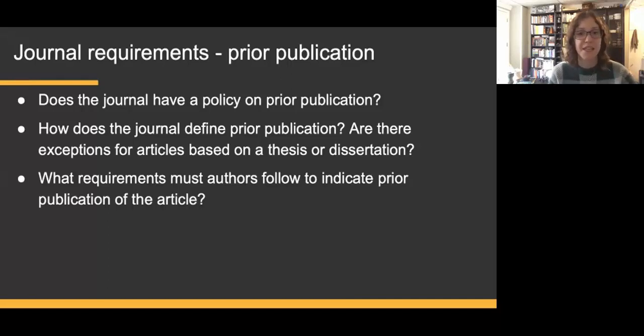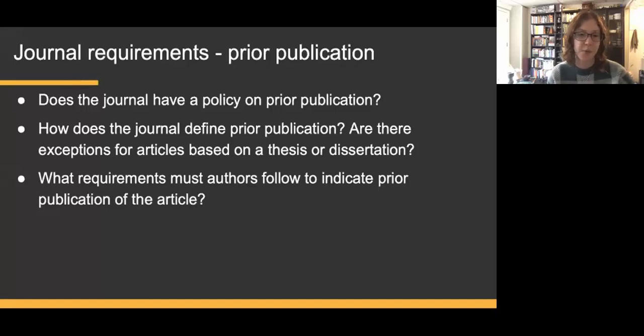The next one is, how does the journal define prior publication? Again, do they have these exceptions for articles based on a thesis or dissertation? This definition really does vary from publication to publication. You're probably familiar with the standard definition, which is that the article shouldn't have been published in another peer-reviewed journal, shouldn't be under review in another peer-reviewed journal, for example. But in a lot of cases, there are exceptions for a thesis or dissertation, for research that was presented at a conference, or even working versions of the article that you shared on preprint platforms.